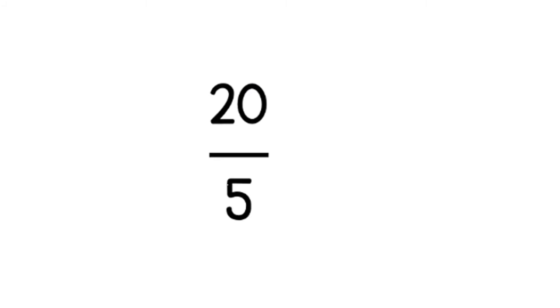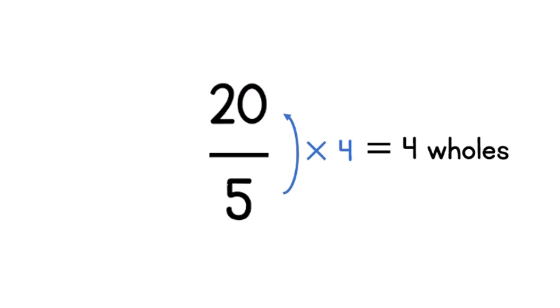Okay, so we now know that 20 fifths is equivalent to 4 wholes. But why is that the case? Well, we can see that 5 multiplied by 4 gives us 20, and 20 divided by 4 gives us 5. So we now know that 20 fifths is equivalent to 4 wholes.